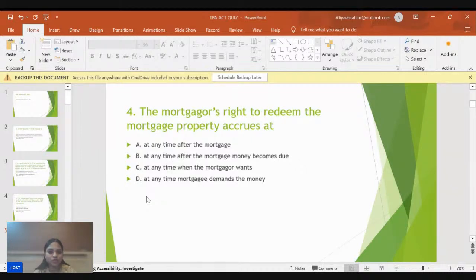The mortgagor's right to redeem the mortgage property accrues at: option A, any time after the mortgage; option B, any time after the mortgage money becomes due; option C, any time when the mortgagor wants; and option D, any time the mortgagee demands the money. Please write your answers to question number 4 in the chat box.